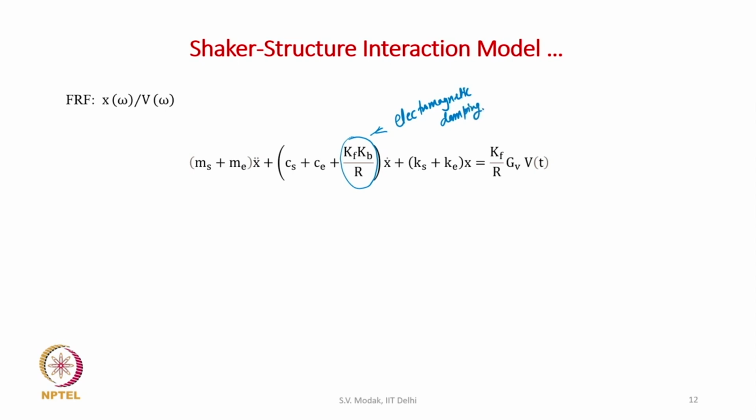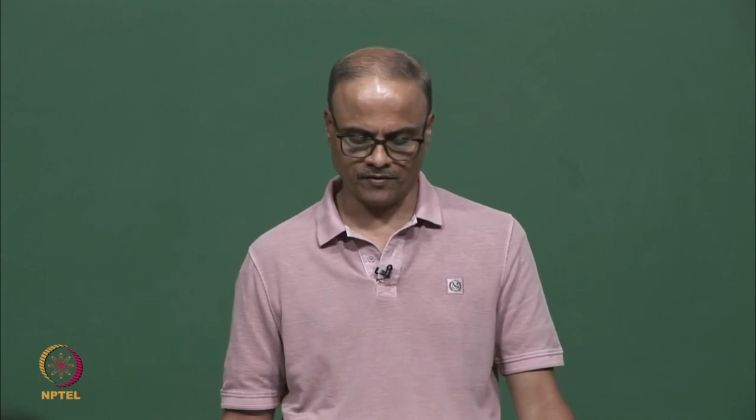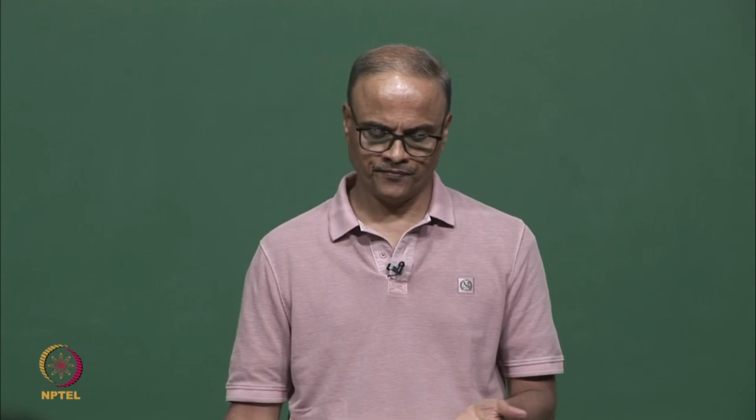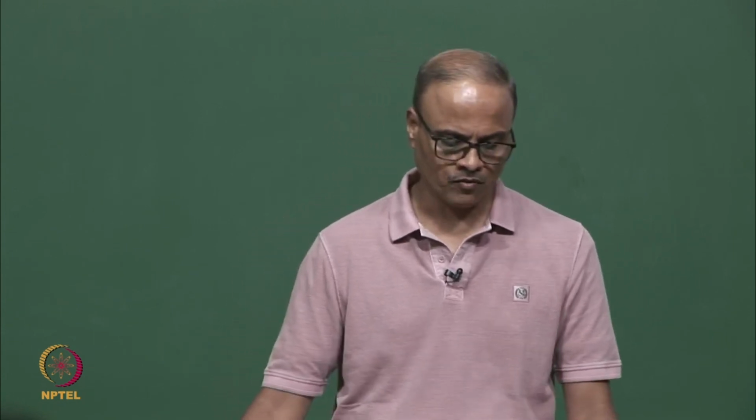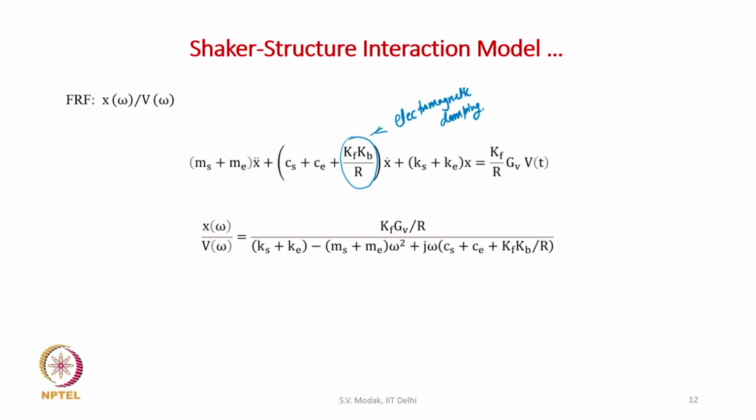Now if we assume the input voltage to be harmonic of a certain frequency omega, then by solving this equation we can determine the ratio x of omega upon v of omega, because if the voltage is harmonic, the displacement, velocity and acceleration will also be harmonic. That ratio turns out to be this. So this is the frequency response function between x and v.